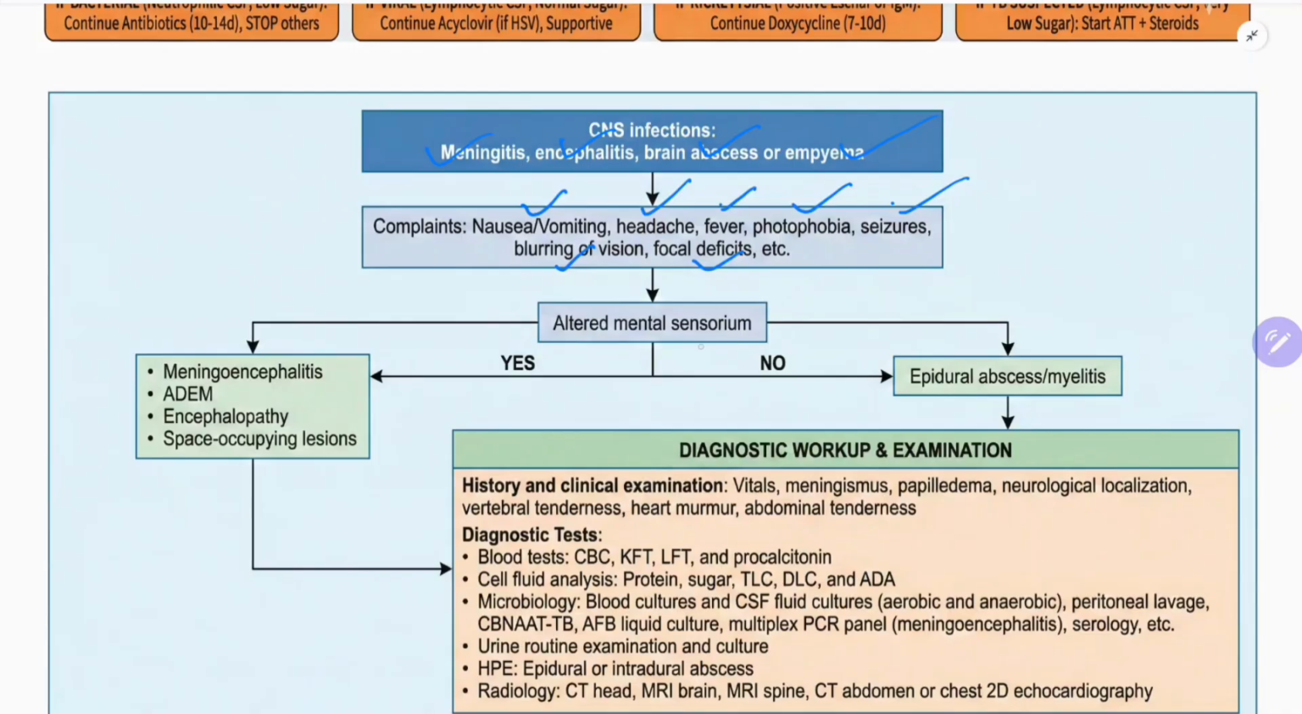If there is altered mental sensorium, think meningoencephalitis, okay, and ADEM and encephalopathy, or space occupying lesions like brain tumor. Okay. If there is no altered mental sensorium, these signs are not there, then you consider epidural abscess, myelopathy, meaning something related to spinal cord. Now, what are the diagnostic workup and examination in these patients?